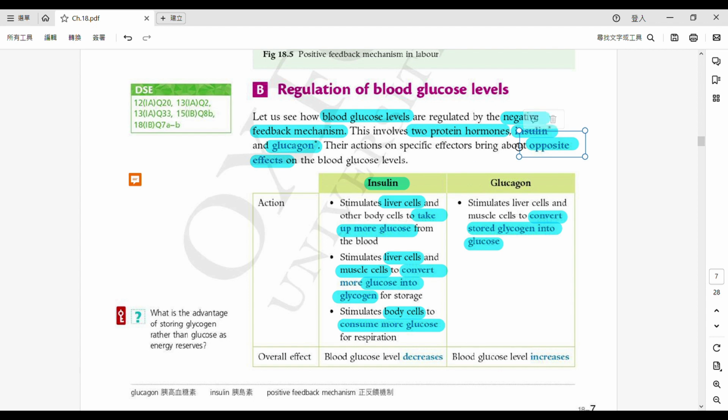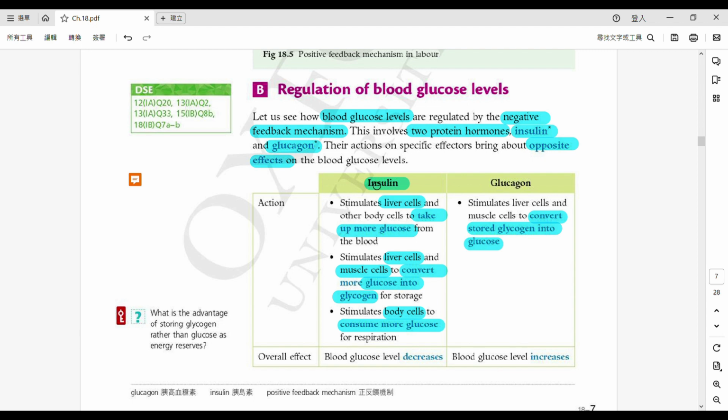Alright? So one last thing before we start is that we need to know that these two hormones, insulin and glucagon, are actually protein in nature. And they're going to have opposite effects on the blood glucose level. Okay? So for this table, please put a star for point number 2 and point number 3. We always use these two points. You will see that later.